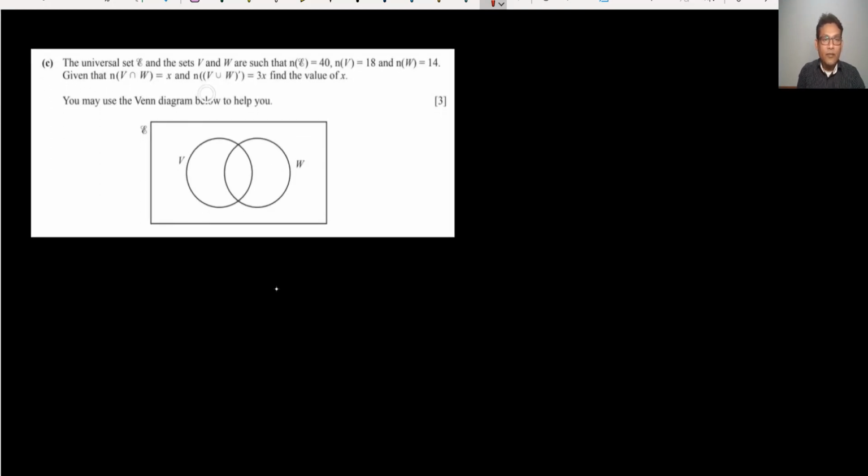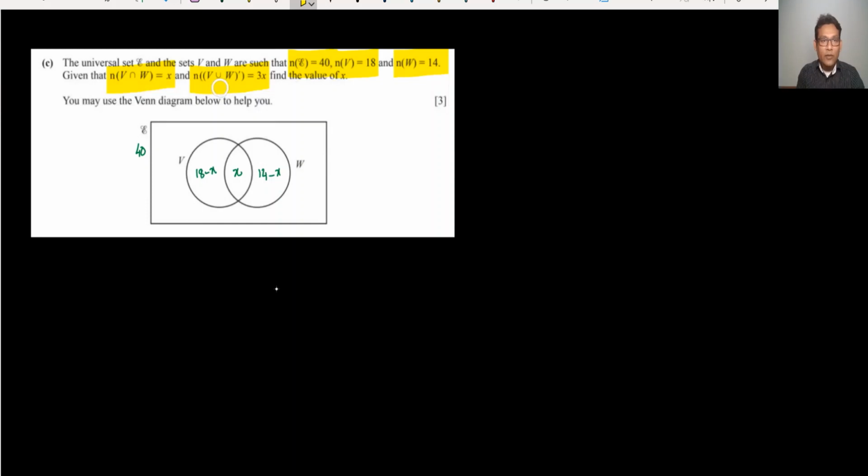The universal set is given here. Universal set is 40, V is 18, and W is 14. So let me write. For the universal set, we have 40 as the total, and here V is 18. Given that V intersection W is X, it's very simple. I will write X here first, and this will be 18 minus X, and this will be 14 minus X. This is the first part we normally do. And what is this area? It is 3X. Let me check.